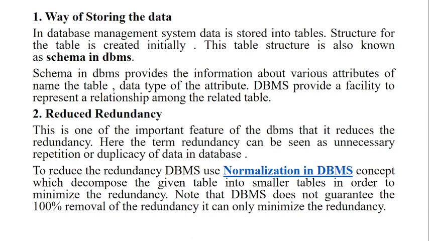And DBMS provides a facility to represent a relationship among related tables. Here we can see two things: one is primary key and another one is foreign key. Primary key is created in a parent table, and foreign key is created in the table to which we are going to relate our parent table. So by using these two keys, we are going to relate two tables by a single relation.